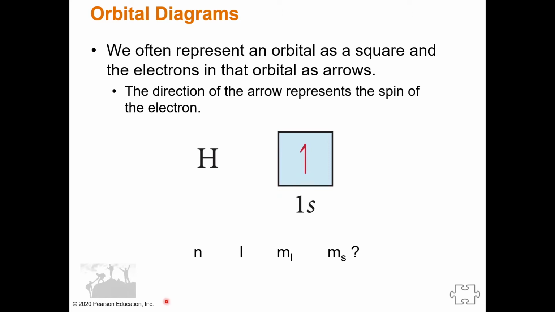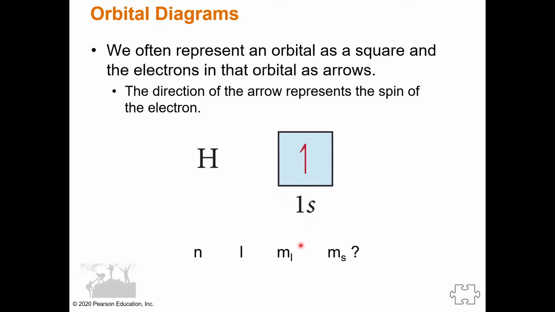Okay, so for our n, we need to take a look at the name of the orbital. So the name of the orbital is 1s. This 1 that's depicted here is our energy level, which is represented by n. So our quantum number for n is 1. L is represented by s. That's our letter designation. And the number value for s is 0. So here, L is equal to 0.